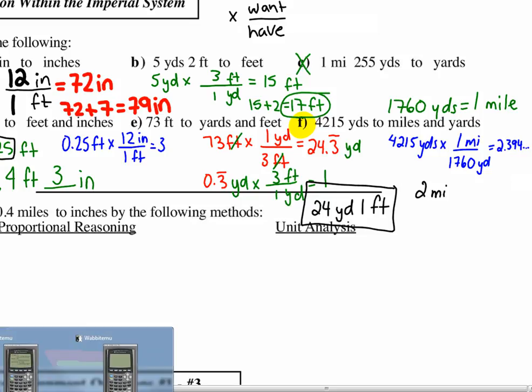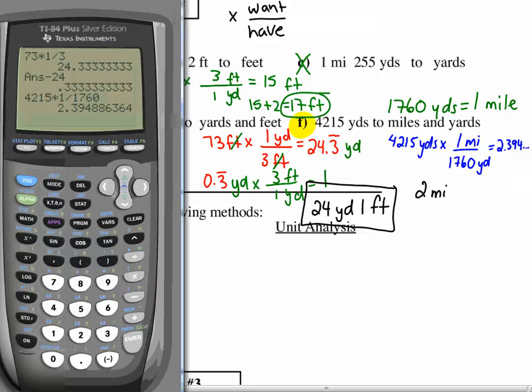You have 2 options, okay? One option is to subtract off the 2, so you just have the decimal, and take that decimal and convert it back into yards by multiplying by 1760. Okay, so 695.